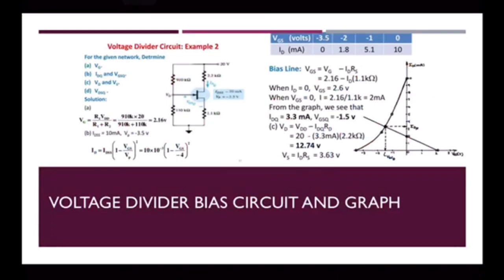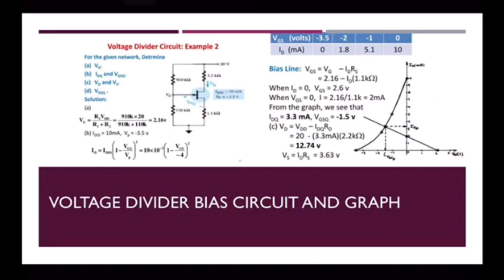And next, which is voltage divider bias. In the voltage divider bias, we will determine VG, ID, VGS, VD, VS, and VDS. For VG, we multiply R1 with VDD divided by R1 plus R2 and get 2.16 volt.